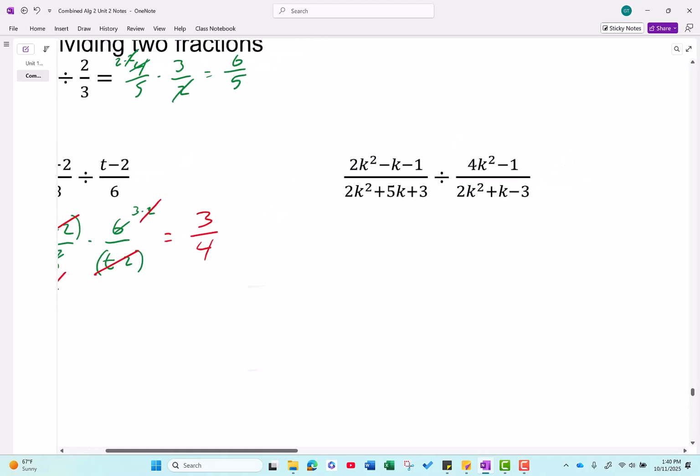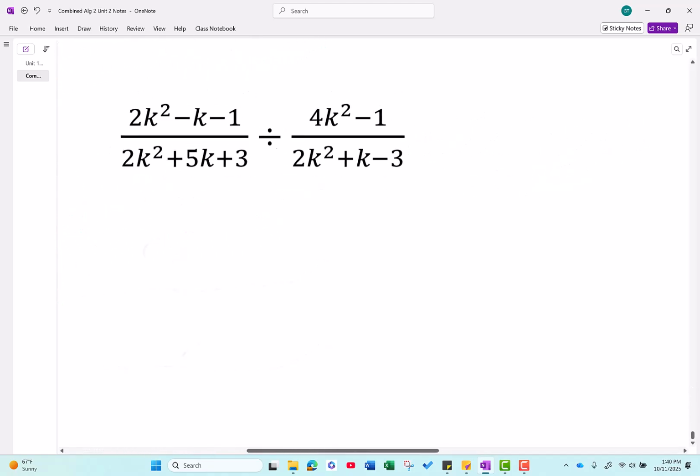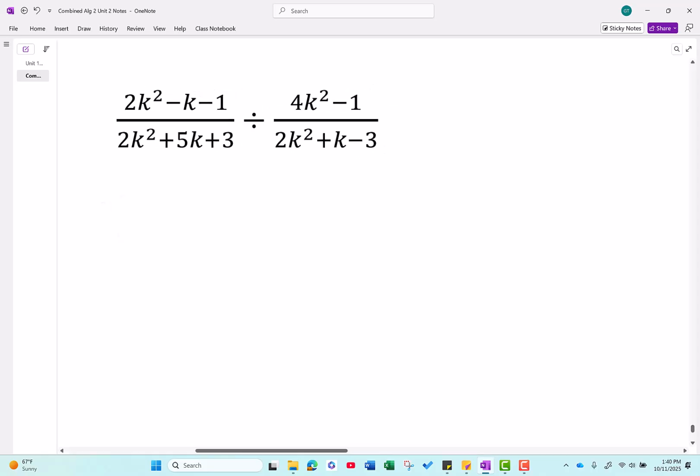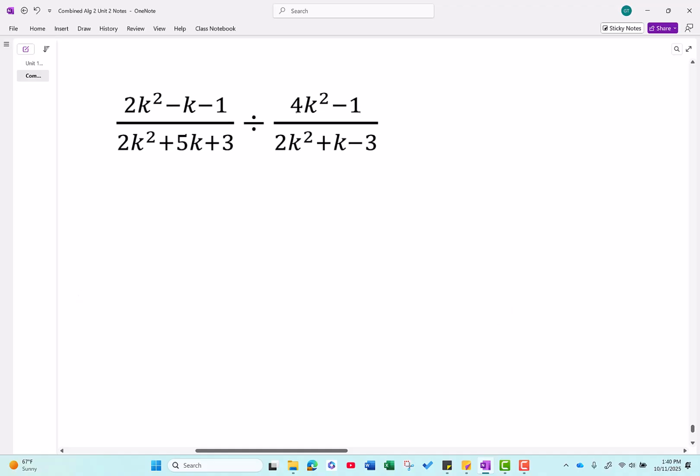All right. Now, don't let this next one intimidate you. It is the same process we just did. Okay. So now I have to factor each of these first, and then see what I can do. All right, so I'm going to do the left side first. I'm going to factor that. I got 2k squared minus k minus 1.